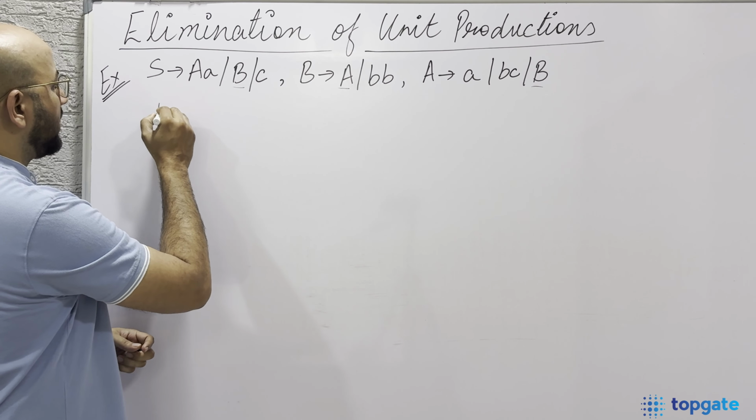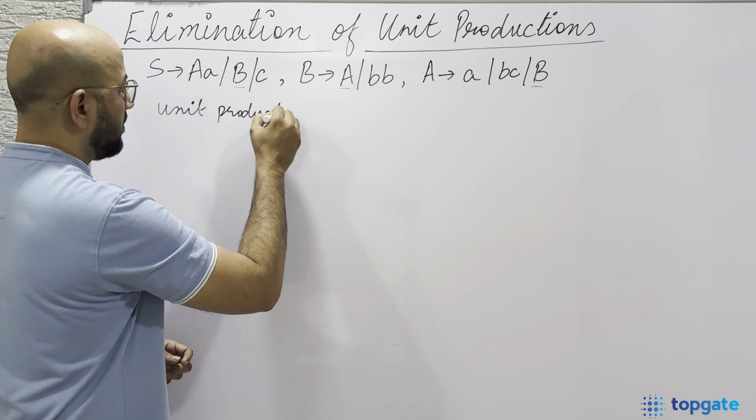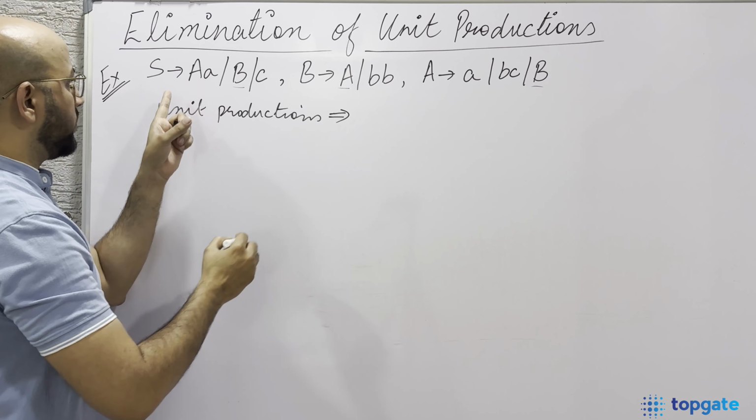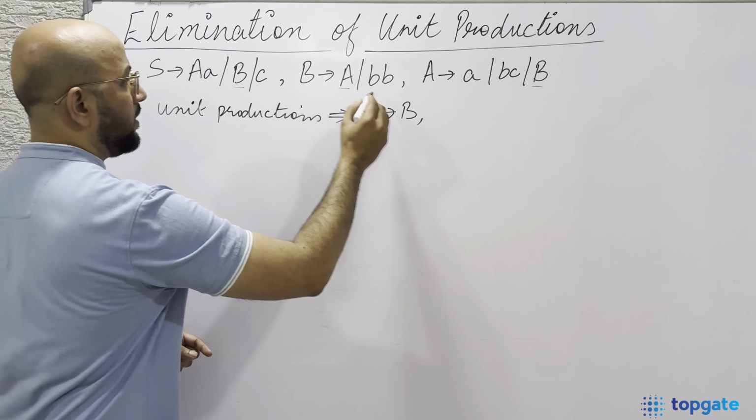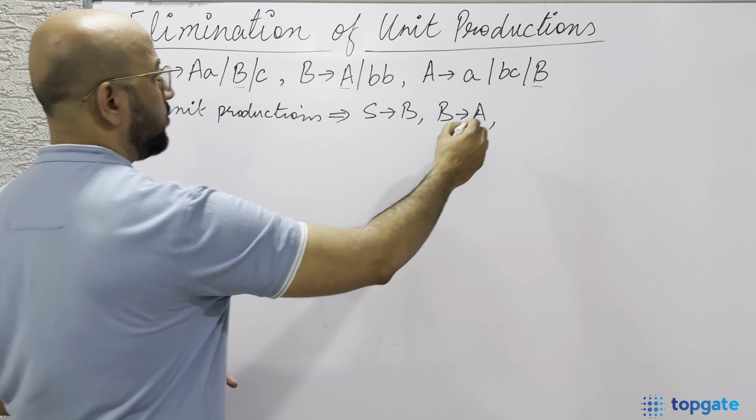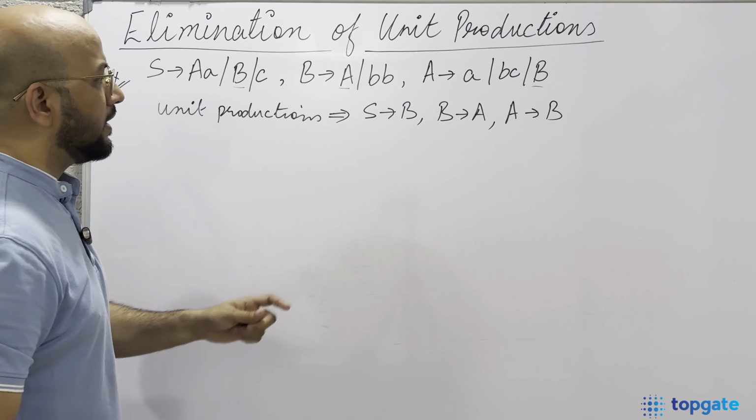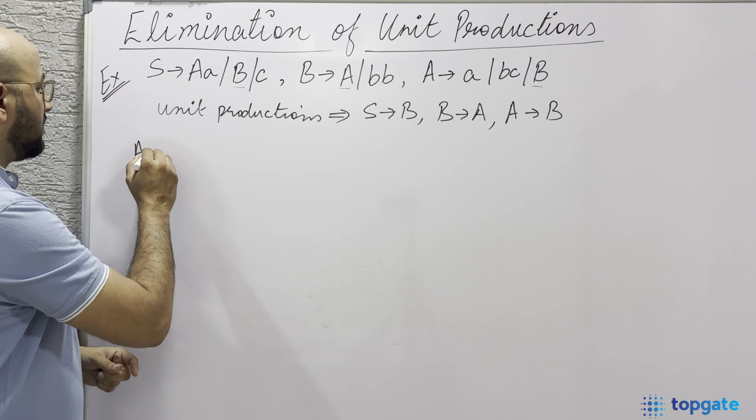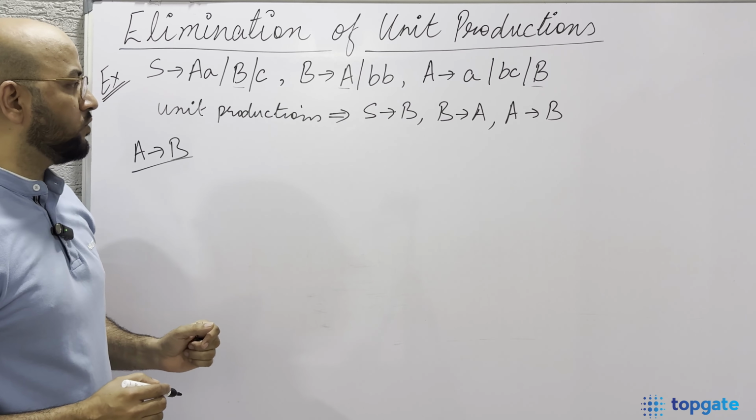So first of all, I'll write all the unit productions that are present in the context-free grammar. The first unit production is S derives B. The second one is B derives A, and the third one is A derives B. I'll start with the last one. Let's see how we eliminate the unit production. So let's eliminate A derives B, and let's see what happens to the grammar.